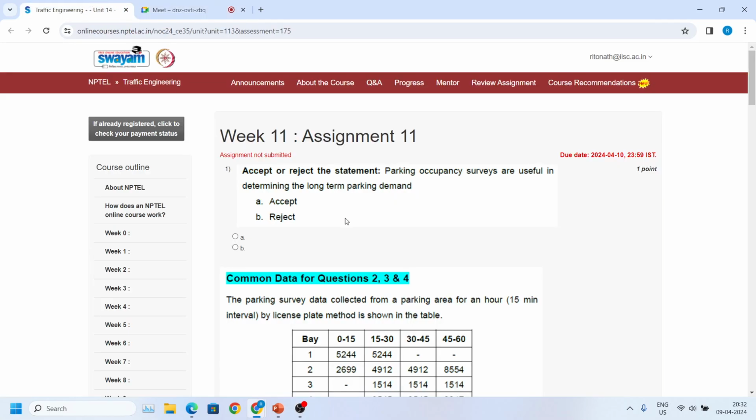So if you can see, in assignment 11, the first question tells you parking occupancy surveys are useful in determining long-term parking demand. I think we have seen something similar today. So you have to read that portion where the short-term and long-term parking demands are written, and mostly I think it was related to the beat surveys. So you can guess what the answer would be. It should be straightforward.